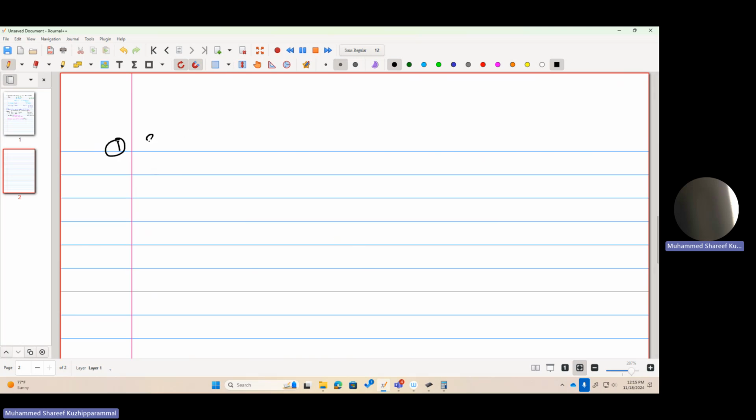Number 1, solve the system of linear equations using elimination method.